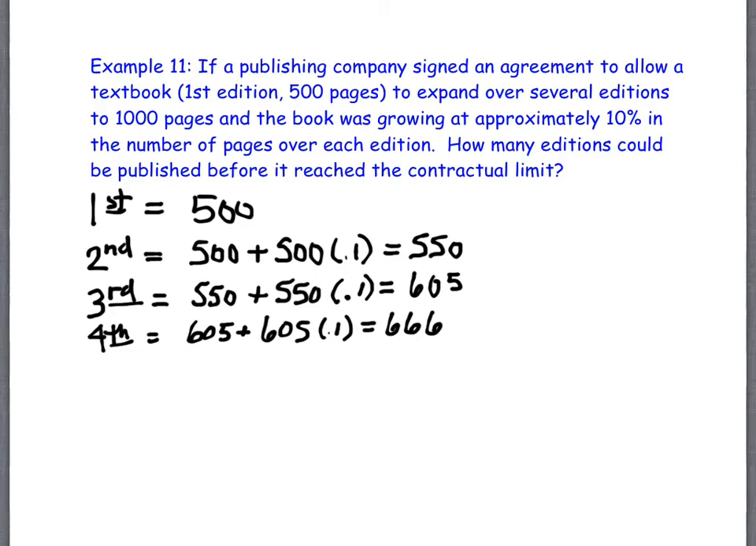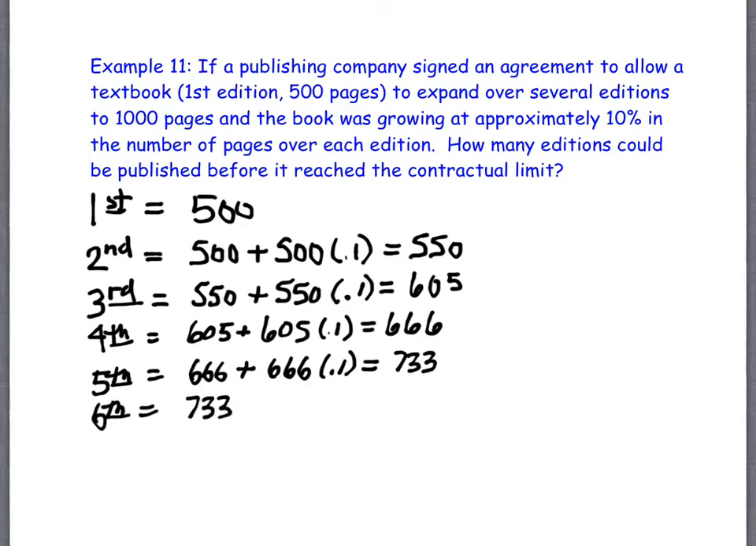Our answer is really not about the page number. It's about exceeding the page number 1,000, right? Does that make sense? So we're going to round as we go. Fifth edition. Now I have that 666 plus 666 times 0.1. Okay, one at a time. 730, so 733. Okay, 733. Sixth edition, 733 plus 733 times 0.1.